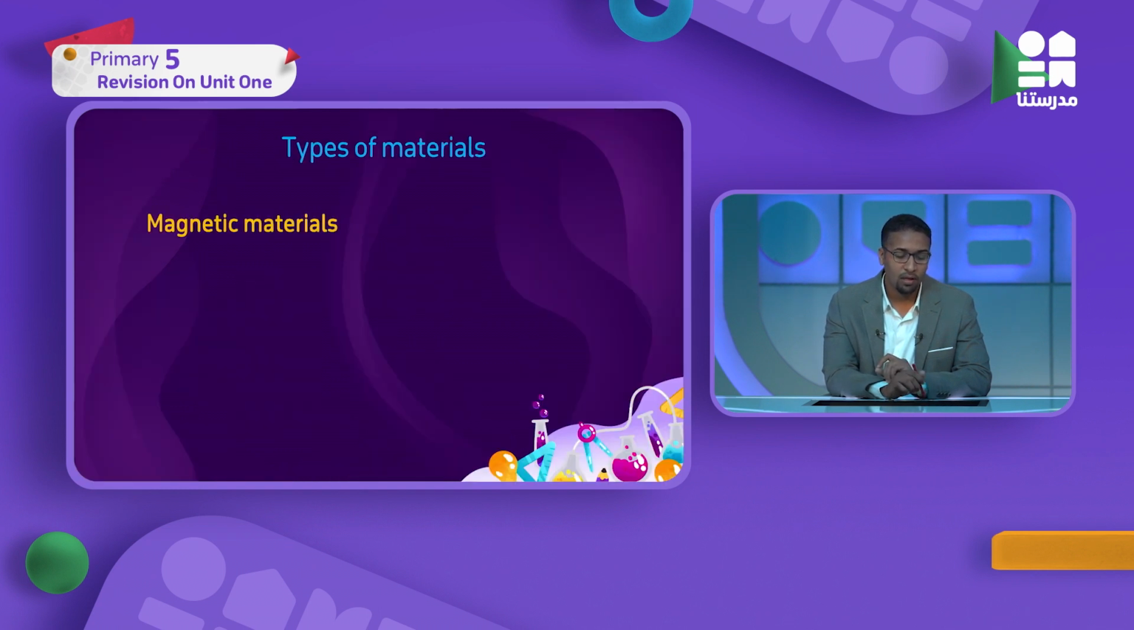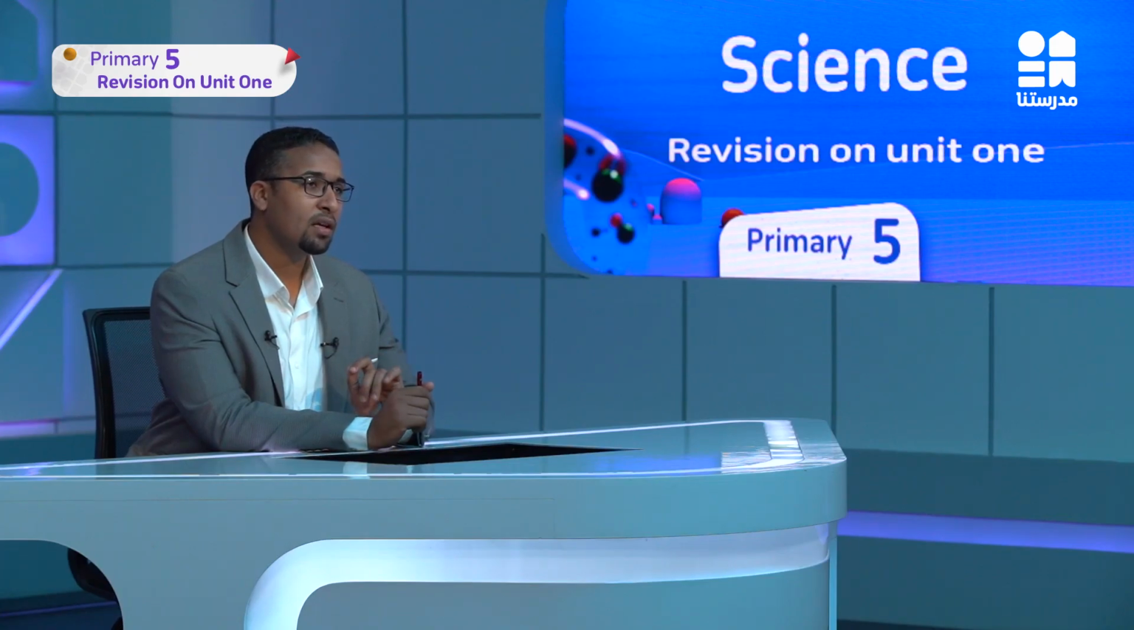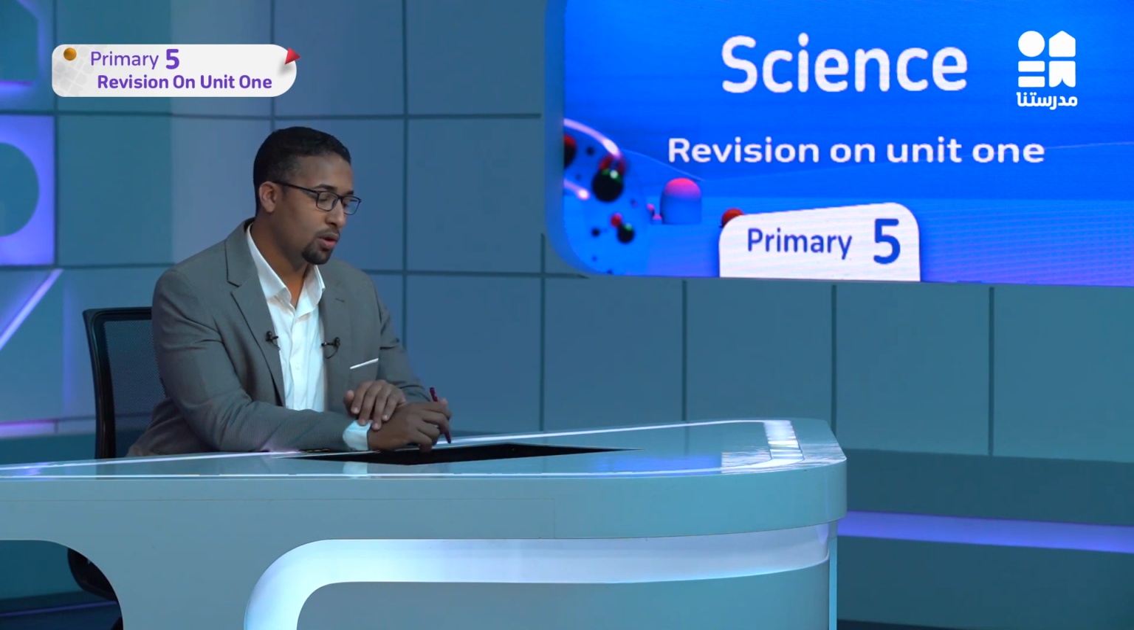Types of material. Materials are classified into 2 types, magnetic material and non-magnetic material. Magnetic material like iron, like cobalt, like nickel, and also steel. Non-magnetic materials are like chalk and glass, also paper, wood, aluminium, and copper. The last one is plastic. Plastic is a non-magnetic material. Non-magnetic material is not attracted to a magnet, no matter how strong the magnet is.